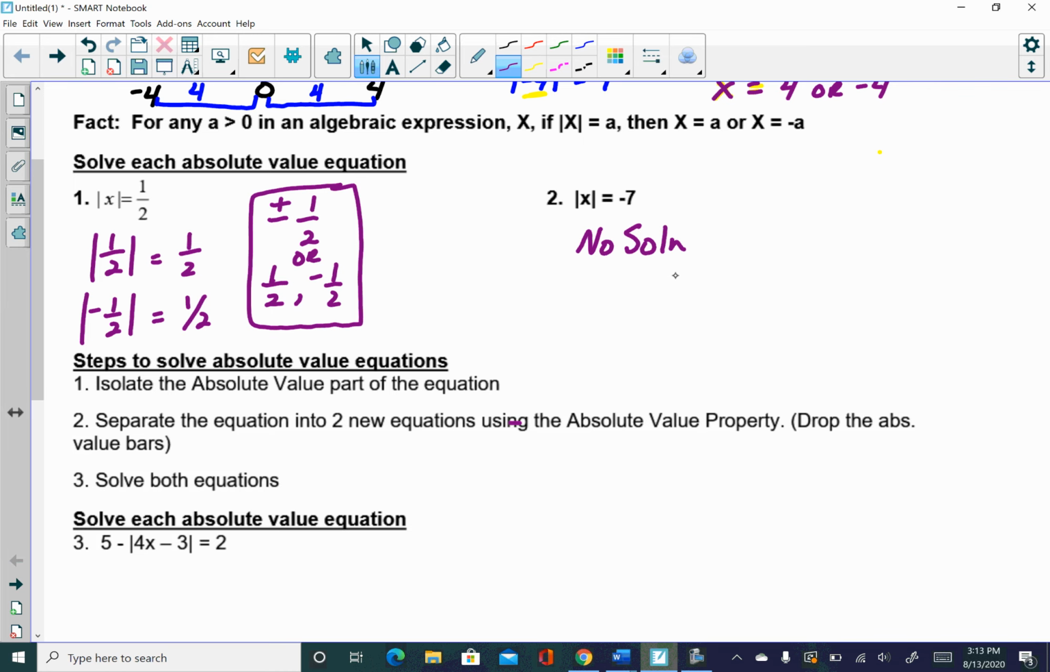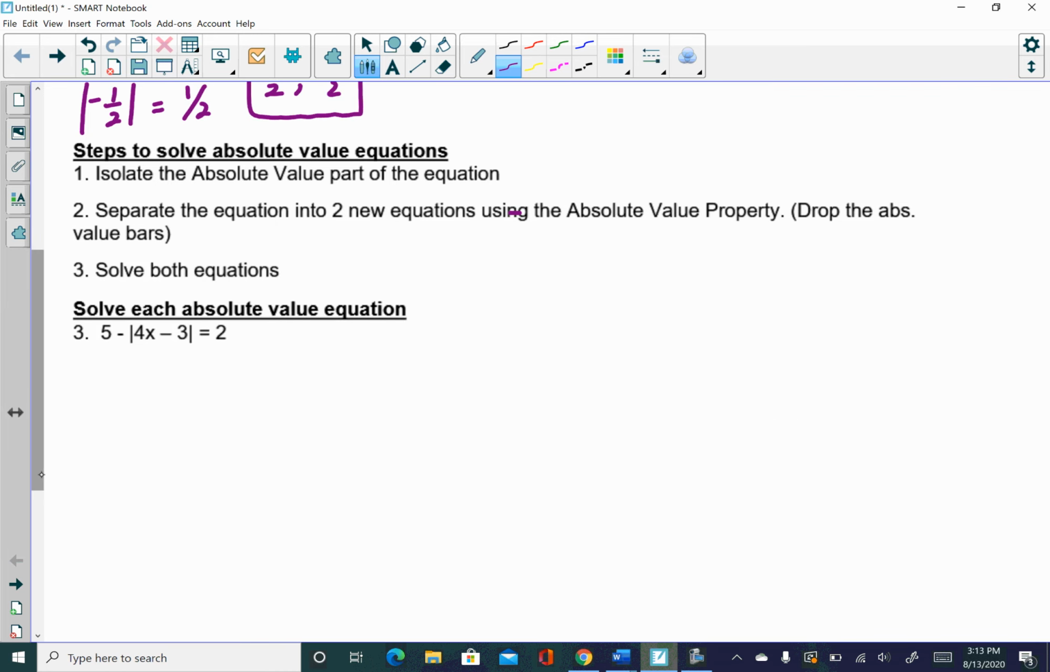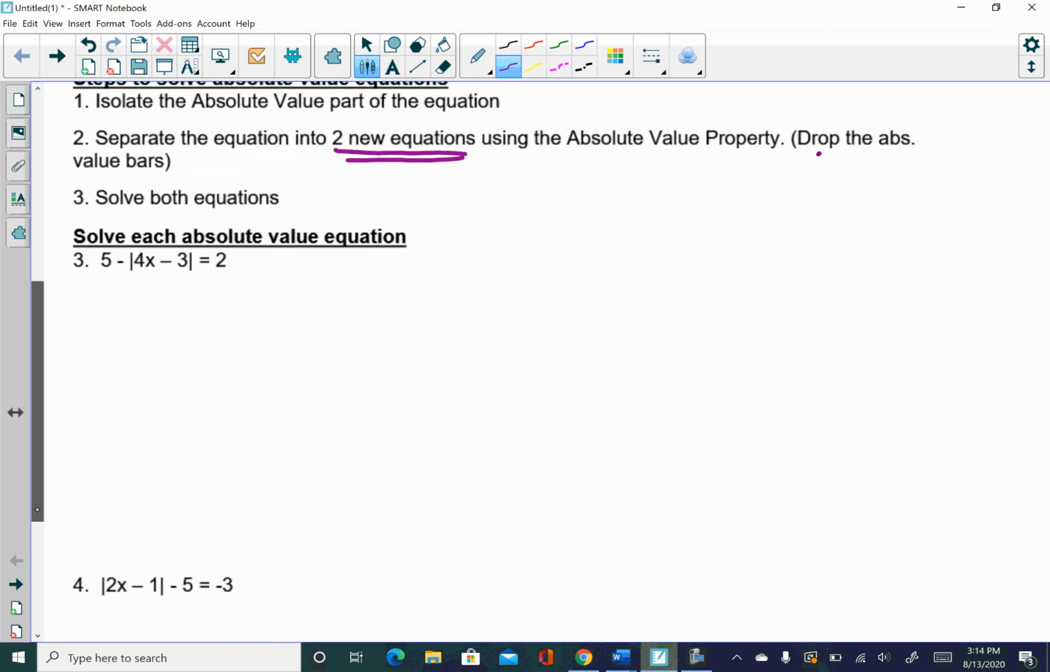Okay. All right, so in order to solve absolute value equations, there's a couple of steps. You'll isolate the absolute value bars in the equation. So if the absolute value bars are not already by themselves on one side, then you'll need to do the algebra to get it that way. Then you're going to separate your equation into 2 new equations using your absolute value property from above. At that point, you will drop the absolute value bars and then solve both equations, and those will be your solutions. I will demonstrate that for you now here in number 3.